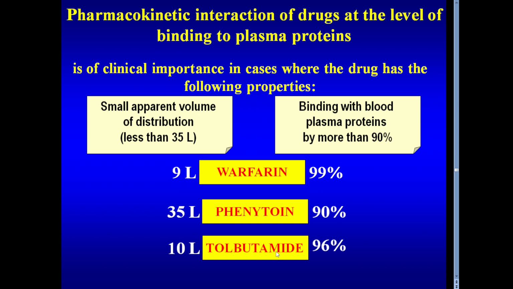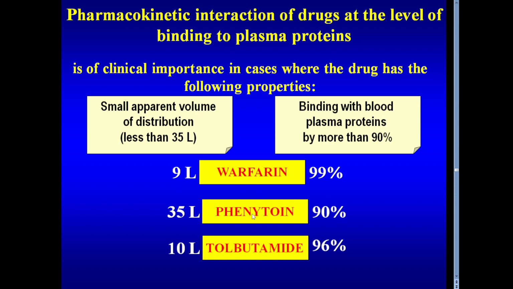Interaction between drugs, for example, warfarin is an indirect anticoagulant, with very high affinity to plasma proteins, you see, and a very low apparent volume of distribution. Phenytoin is an antiepileptic. Tolbutamide is a sulfonylurea derivative used for type 2 diabetes mellitus.